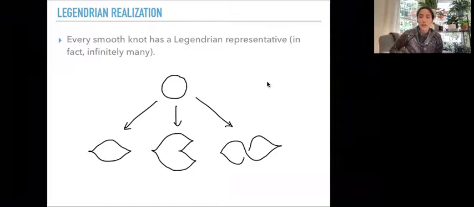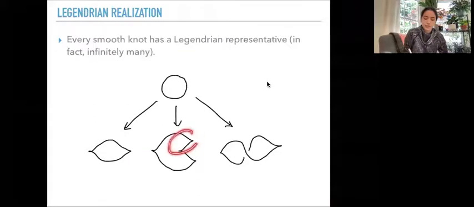This is the max TB representative. The Thurston-Bennequin number gives us an invariant of Legendrian knots. It turns out this is one stabilization of it. Stabilization just means adding zigzags. There are infinitely many other ones. You can think of adding more zigzags, for instance, as one way to see that there are infinitely many different Legendrian representatives of the same smooth knot.